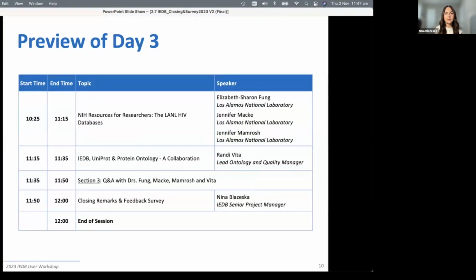After a Q&A and a break there, that's where you'll be hearing from the team at the Los Alamos National Laboratory, Elizabeth Sharon Fung, Jennifer Mackey, and Jennifer Mamrosh. They'll be presenting the resources and work from Los Alamos.